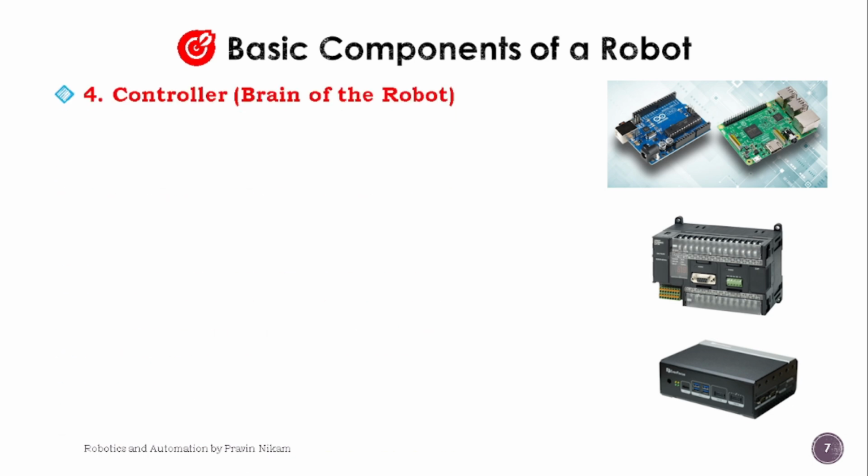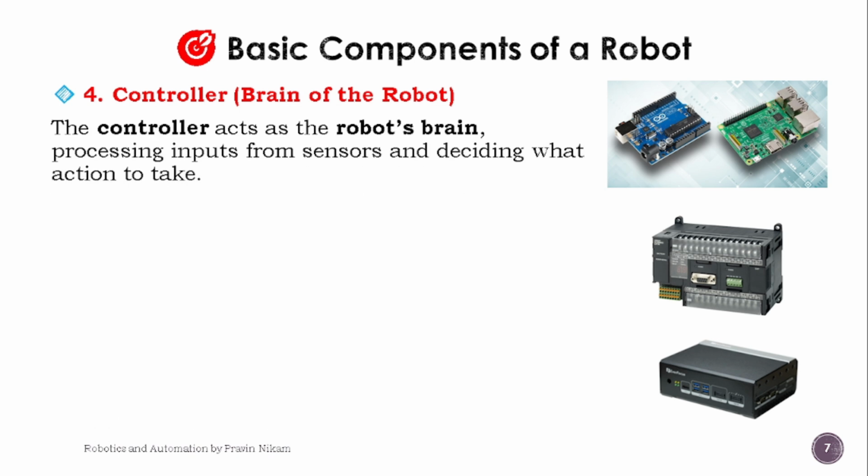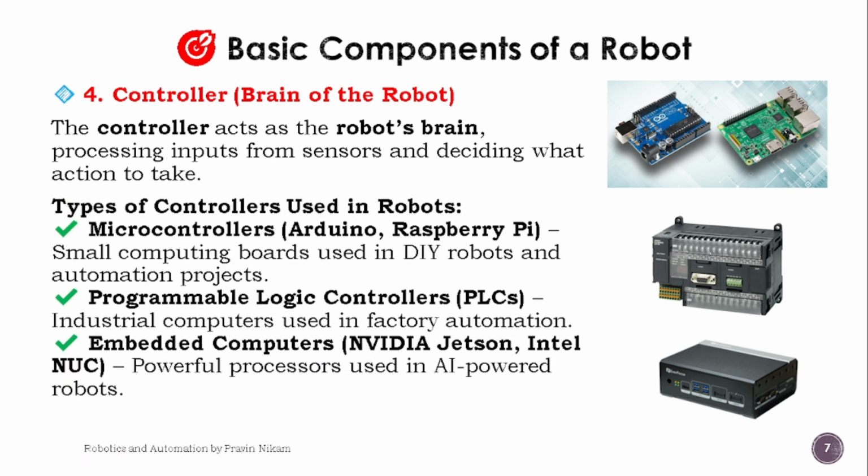Fourth component is the controller, that is the brain of the robot. The controller acts as the robot's brain, processing inputs from sensors and deciding what action to take. Types of controllers used in robots. Three types of controllers are there. First are microcontrollers, that is Arduino and Raspberry Pi, small computing boards used in DIY robots and automation projects. Then programmable logic controllers, that is PLCs, industrial computers used in factory automation.